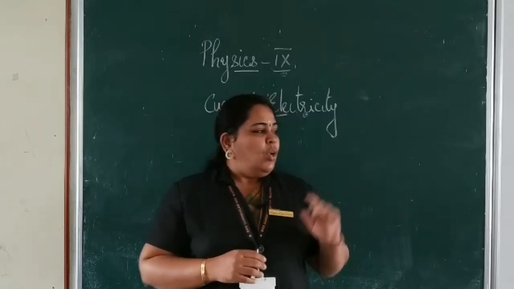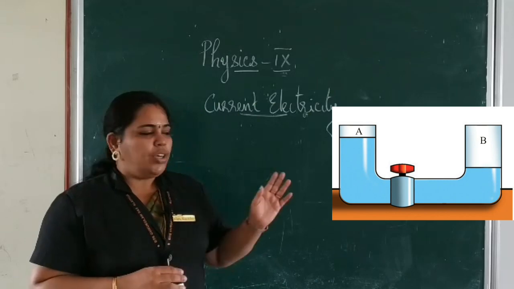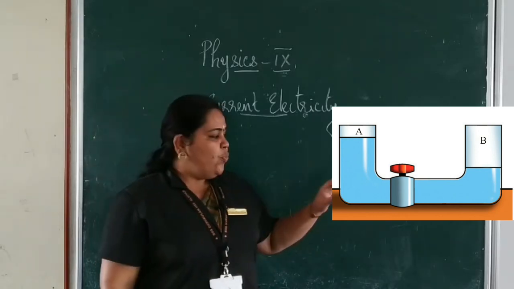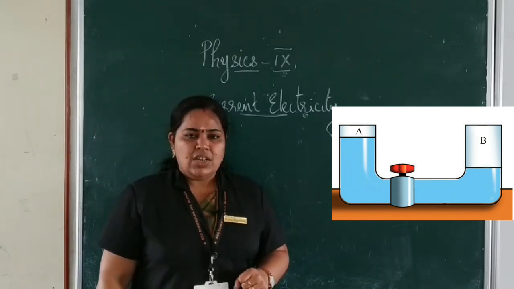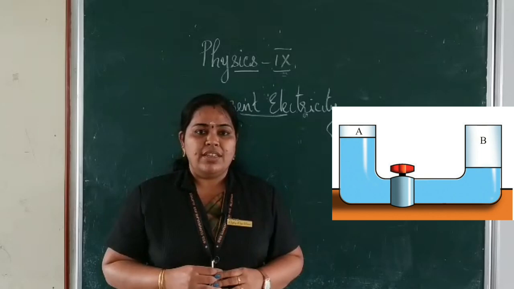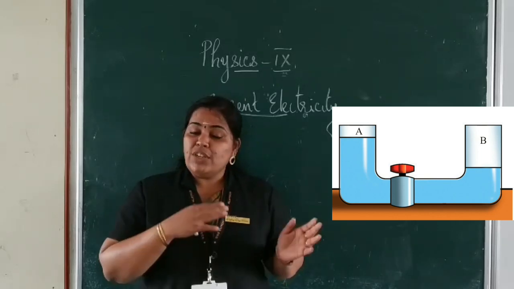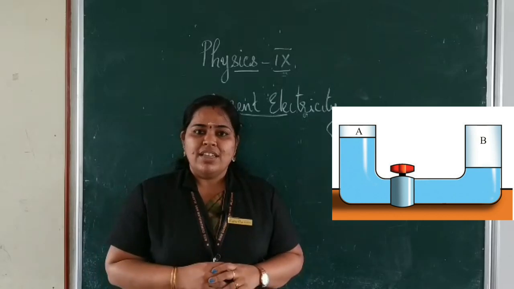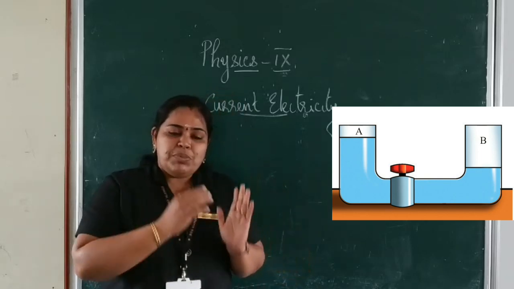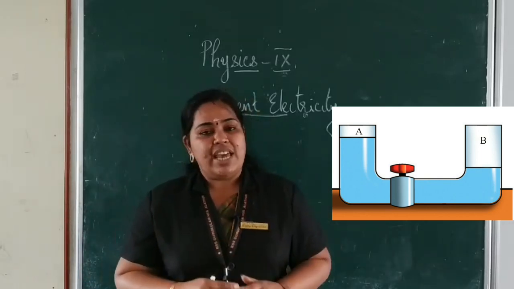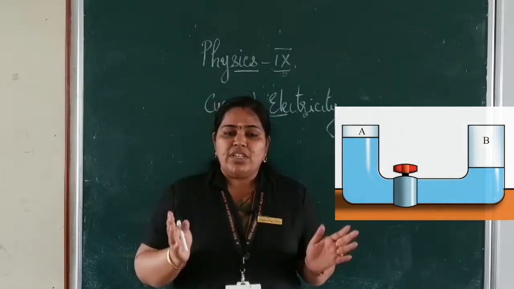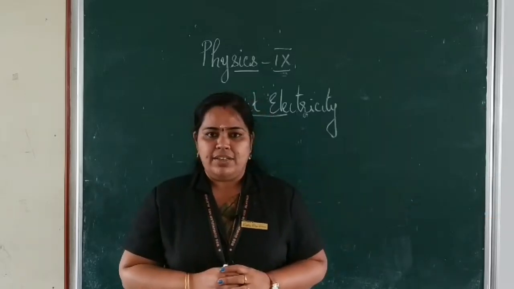Is it clear? Now look at this picture. Here water is filled in 2 tanks, isn't it? A and B. Now, what happens when the valve is opened? When the valve is opened, we can see the water flows from A to B. And what happens now? Whether the flow of water takes place continuously? The flow of water does not take place continuously. Okay, so it takes place till the water level in both the tanks becomes equal. Or the flow of water stops when the water in both the tanks are at the same level.